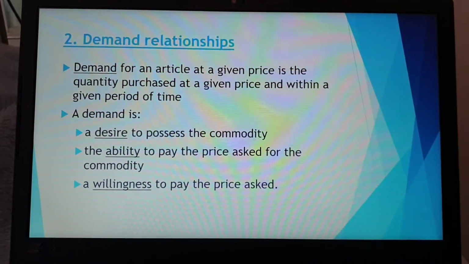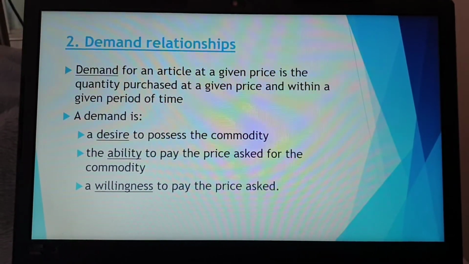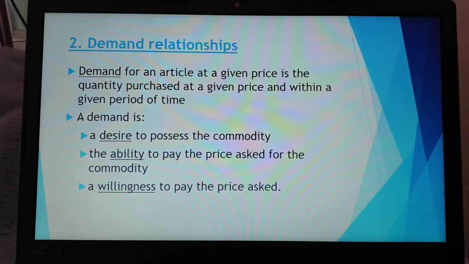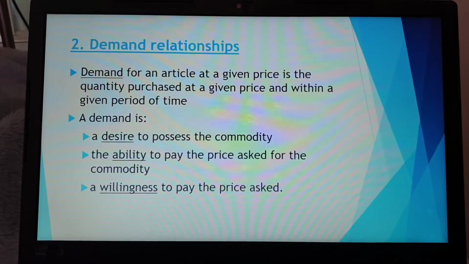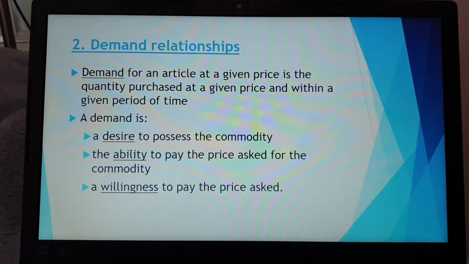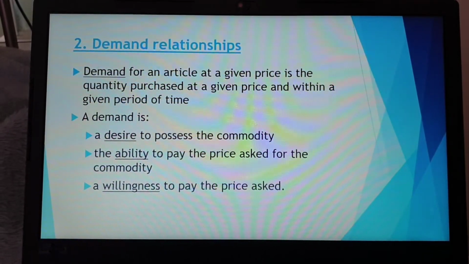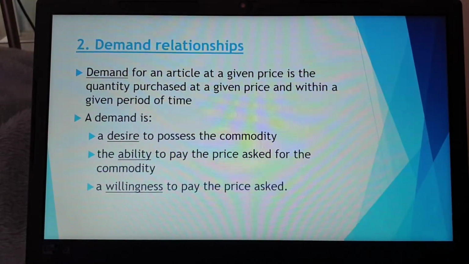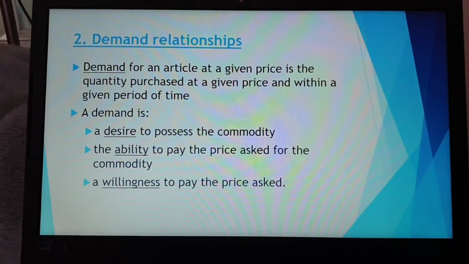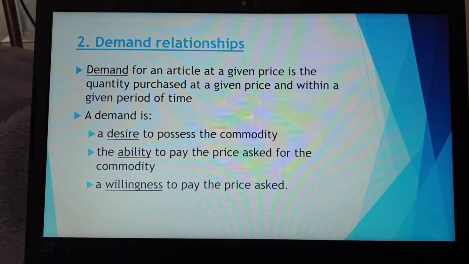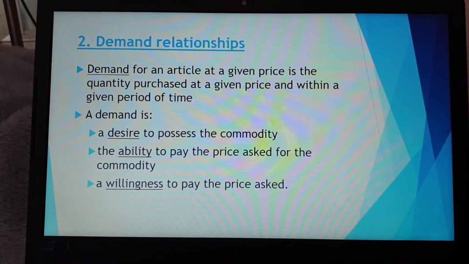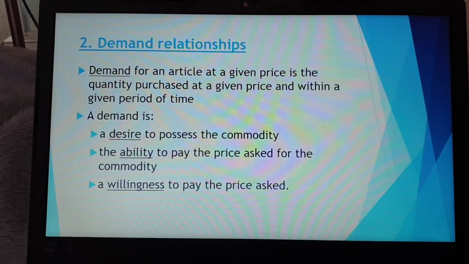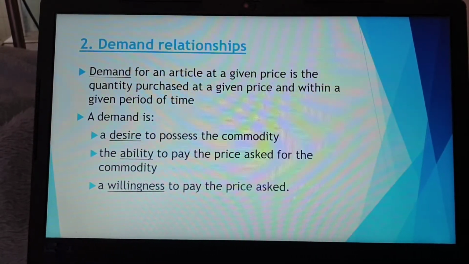The demand for an article at a given price is a quantity purchased at a given price and within a given period of time. The demand is a desire to possess the commodity. Possess means to own the commodity. Commodity means product. The ability to pay the price that's asked for the commodity, and a willingness to pay the price asked. So you can also see that I underlined there the keywords for you. It's a desire, it's the ability, and the willingness.